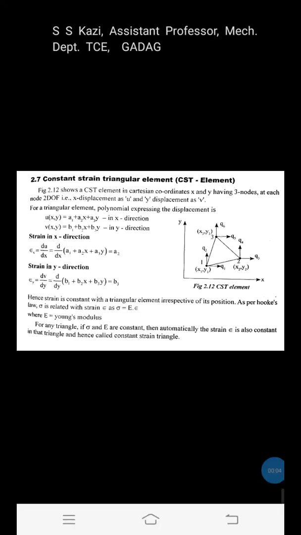In this video session, let us learn what is the difference between constant strain triangular element and the linear strain triangular element, and also what are isoparametric, subparametric and superparametric elements. Okay, what is constant strain triangular element?